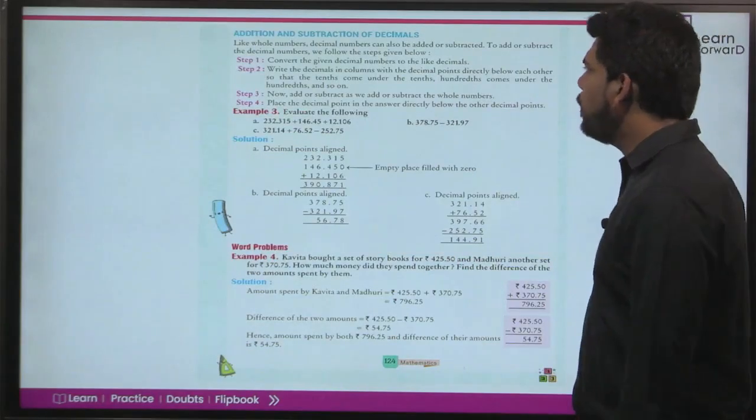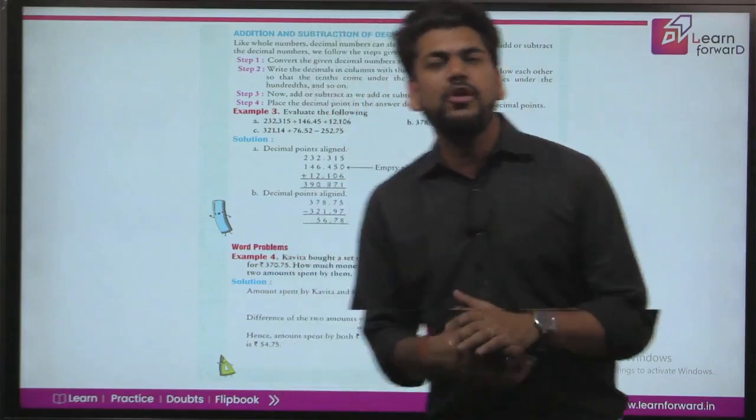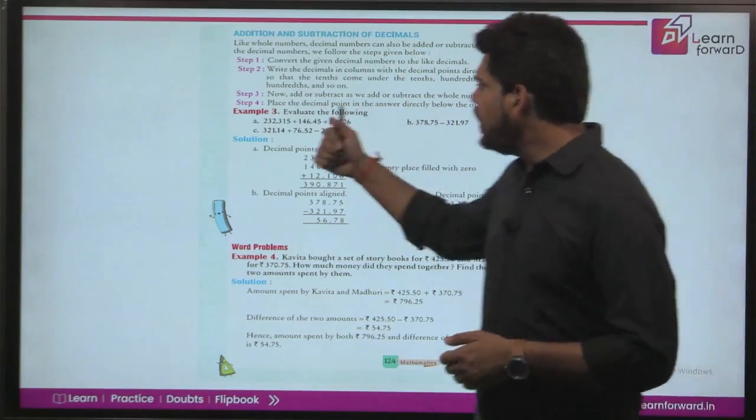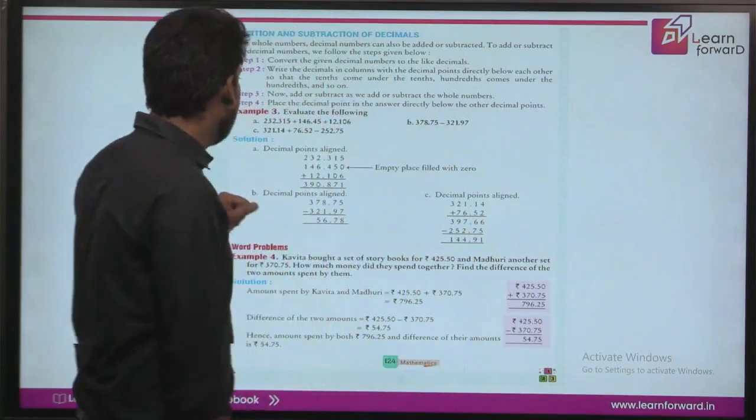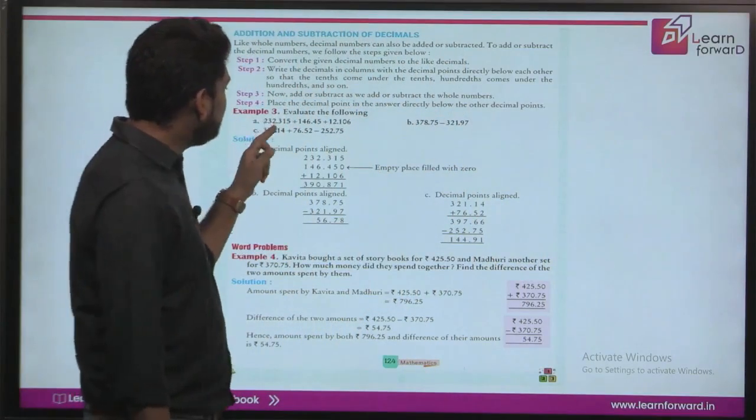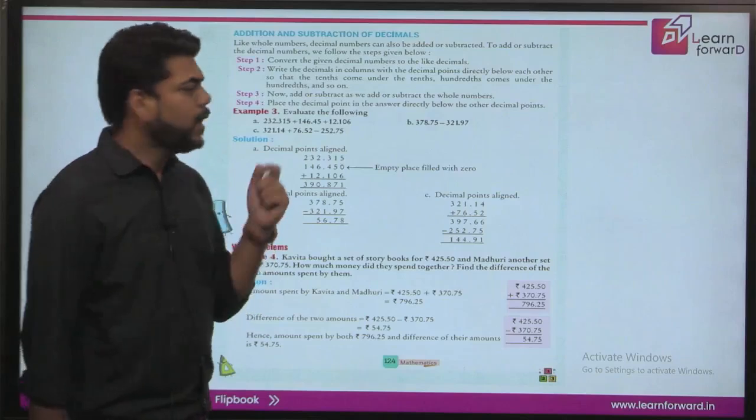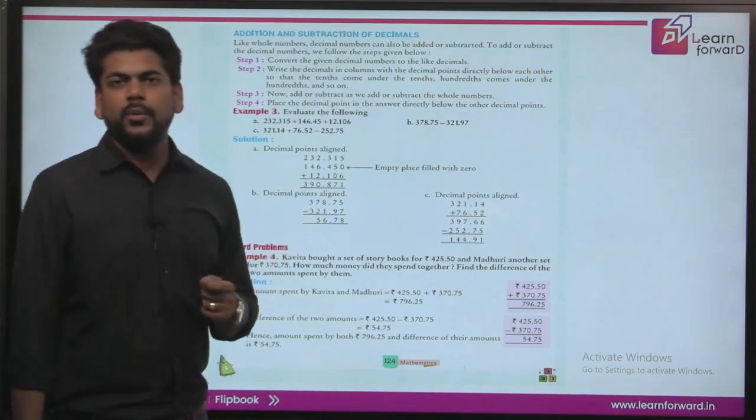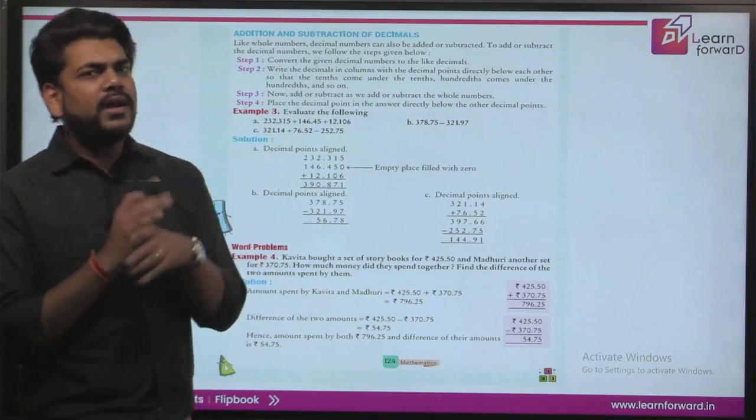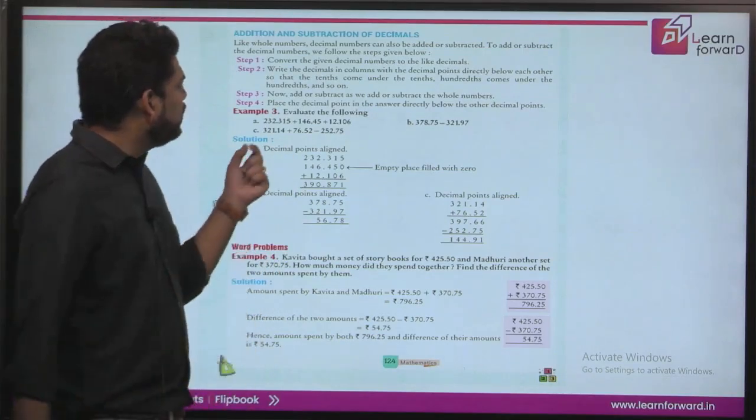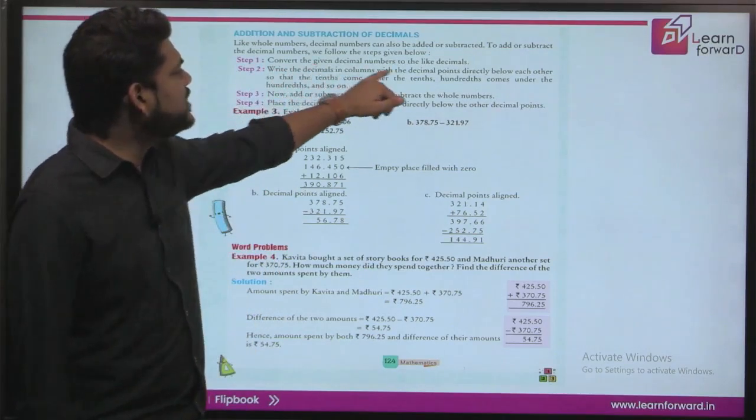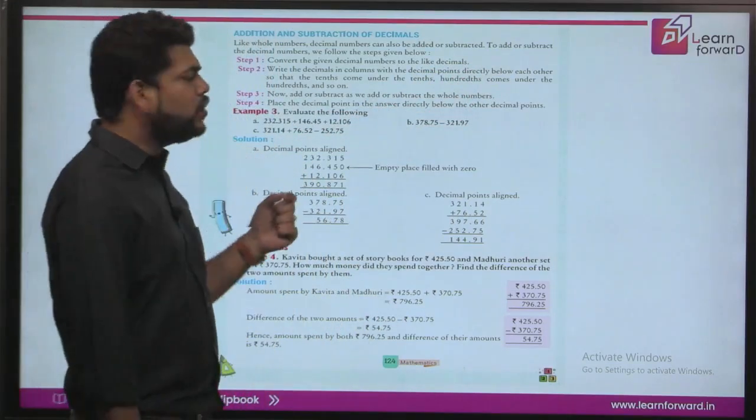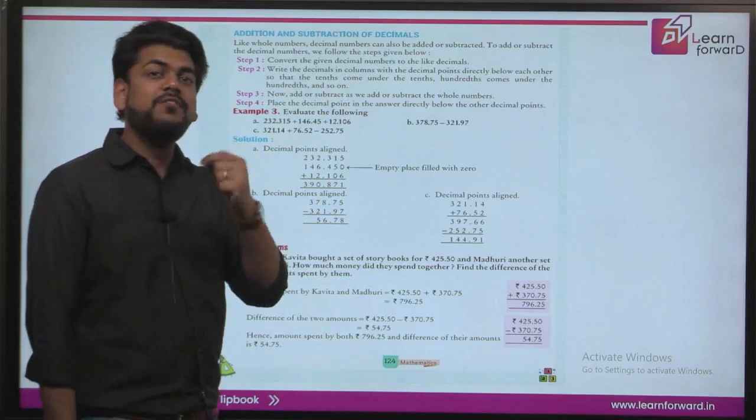Coming to the next topic, addition and subtraction of decimals. How do we add or subtract decimals? Let us see the first example over here. 232.315 plus 146.45 plus 12.106. We want to add these numbers. So how will we do it? The first step is to convert the decimal numbers into like decimals. That means we should have an equal number of digits after the decimal.